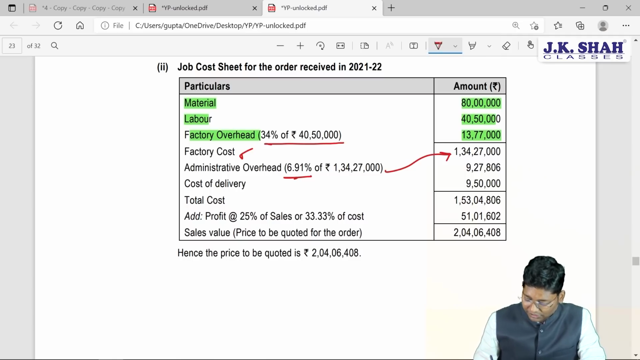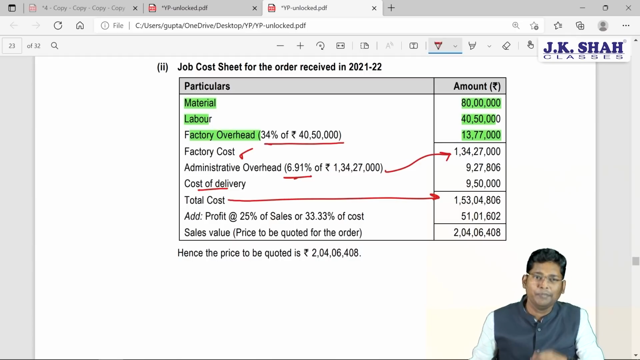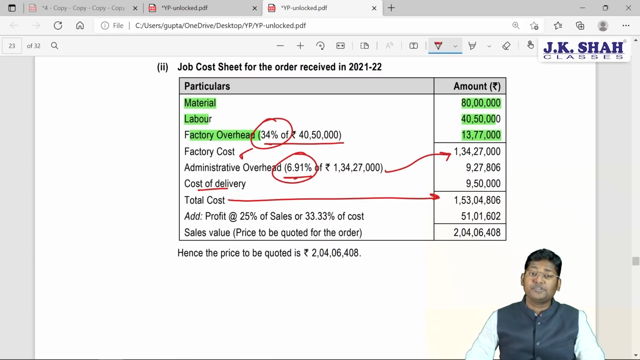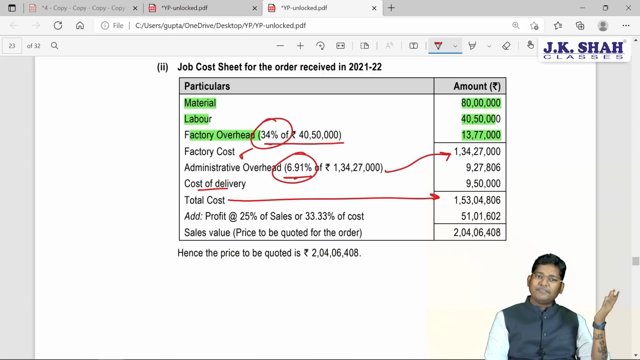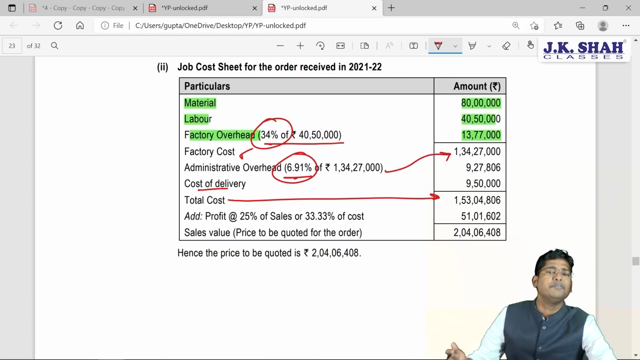They will give you the total cost of production. In that you are going to add the cost of delivery, which is the selling and distribution overhead. Ultimately you will be getting the total cost. Simply addition, nothing else. Only two important points: factory overhead and administration overhead absorption rate computation. Those computations we have already performed. We have computed the rates easily. You can complete the cost sheet.